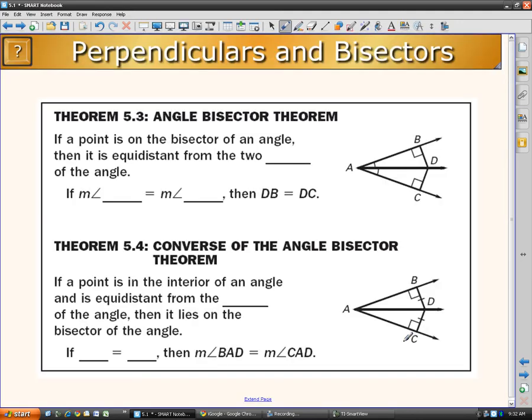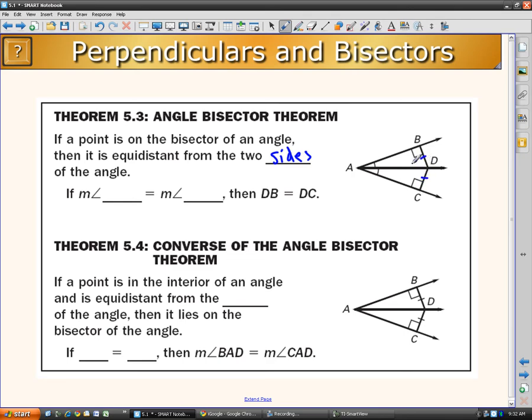We also have an angle bisector theorem, and the angle bisector theorem says if a point is on the bisector of an angle, then it is equidistant from the two sides of the angle. So here's the angle bisector, AD is my angle bisector. So then I know that DB and DC are equidistant from the sides. Now we always measure to the sides at a 90-degree angle, so we know that these will be equal.